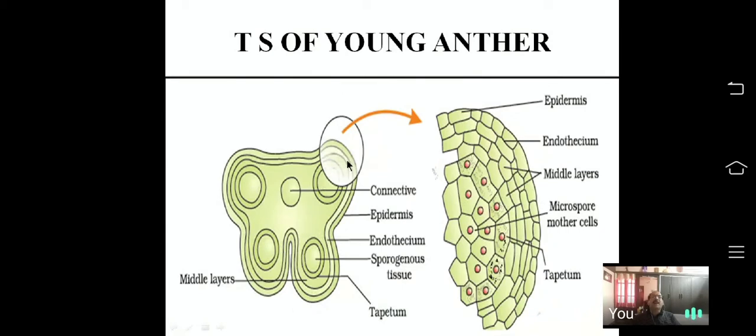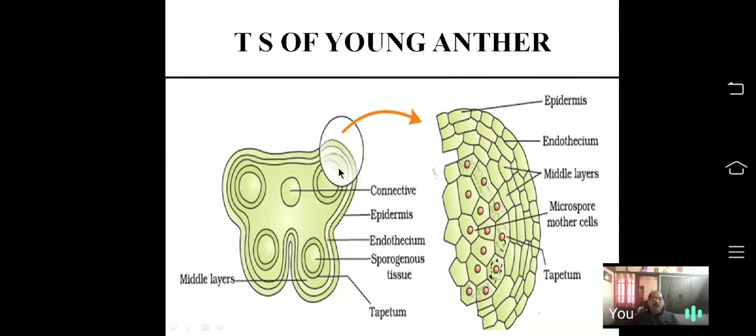These sacs are called pollen sacs or microsporangia. Here there is a group of special tissue called the connective, through which the anther is connected to the filament. Of this TS of young anther, the small sector is enlarged here, magnified.